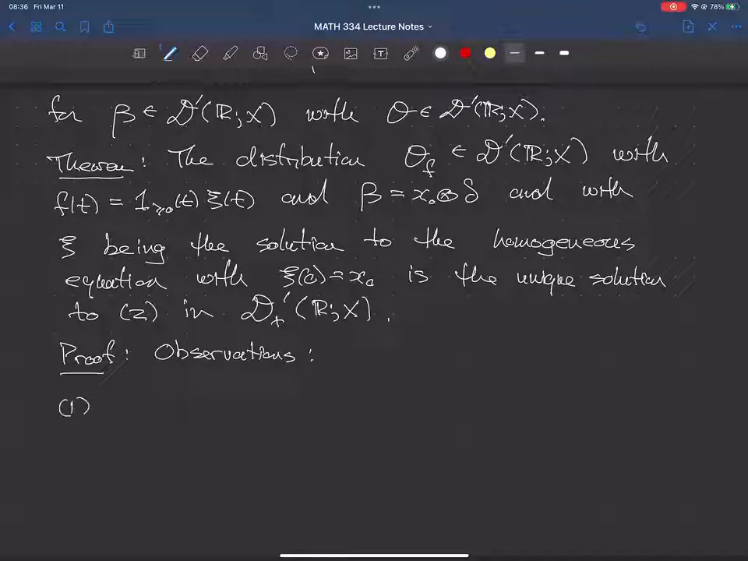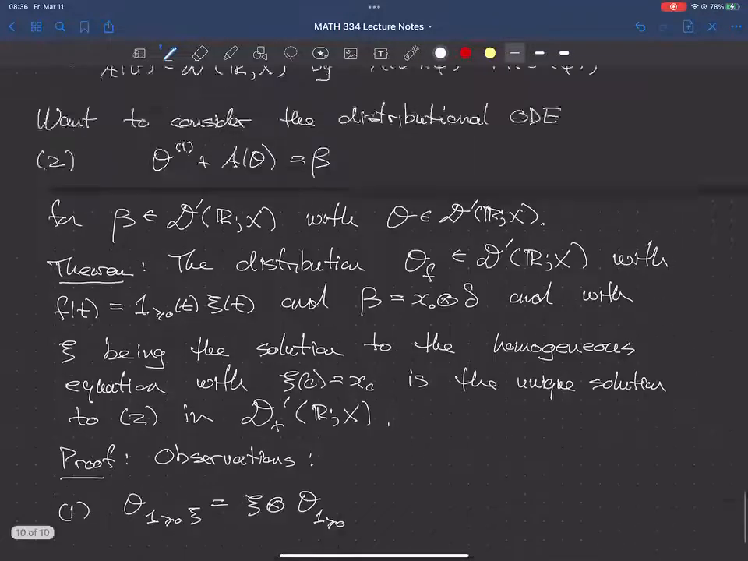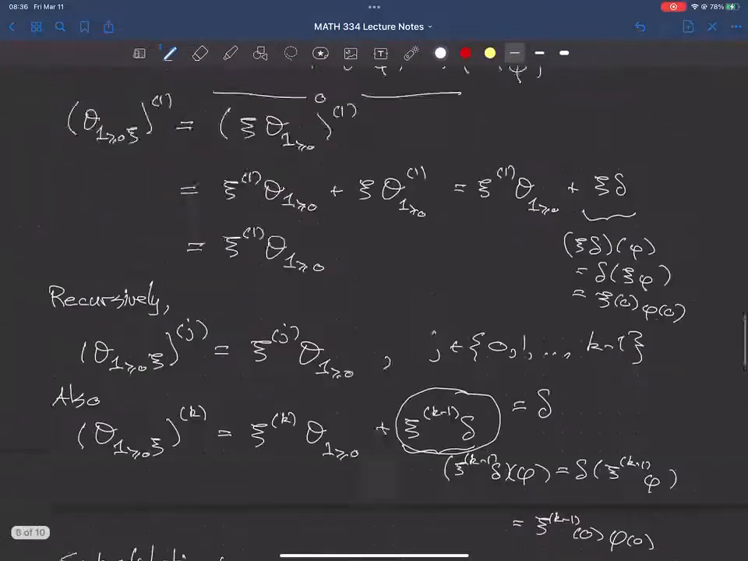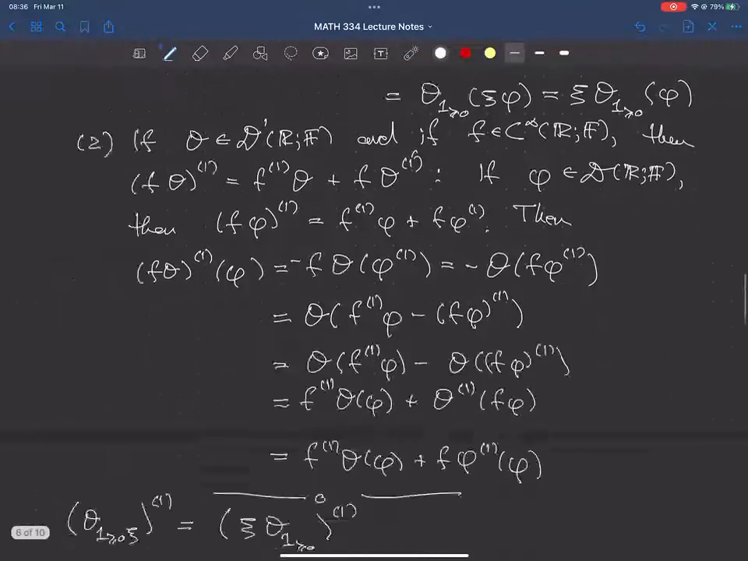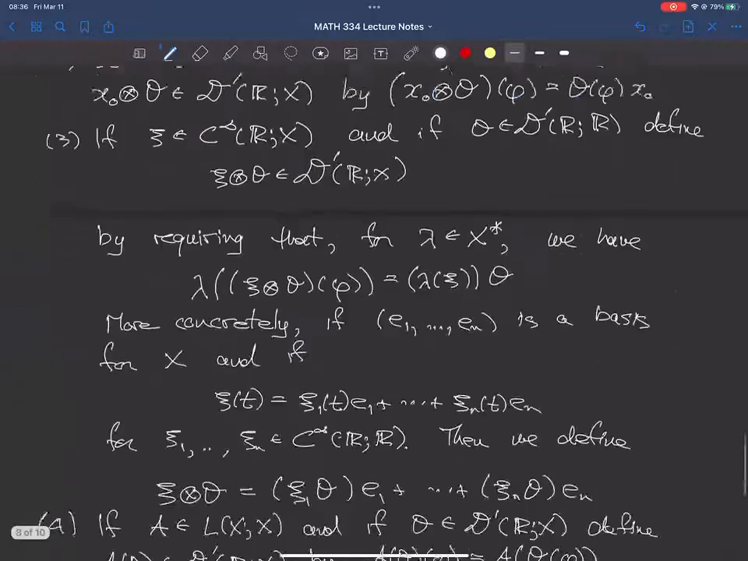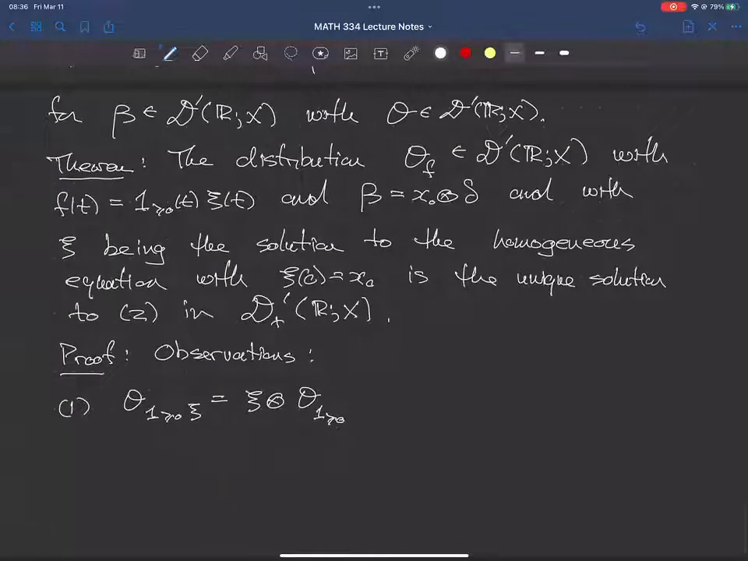Okay, so the first observation is that theta c is c theta. This is exactly analogous to the similar thing that we had in the scalar case, right? So in the scalar case, we had that. And it's precisely the same kind of formula, and it's proved in exactly the same way.